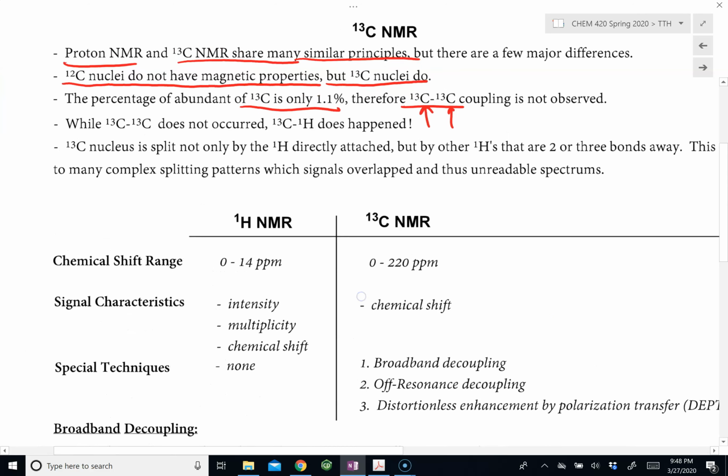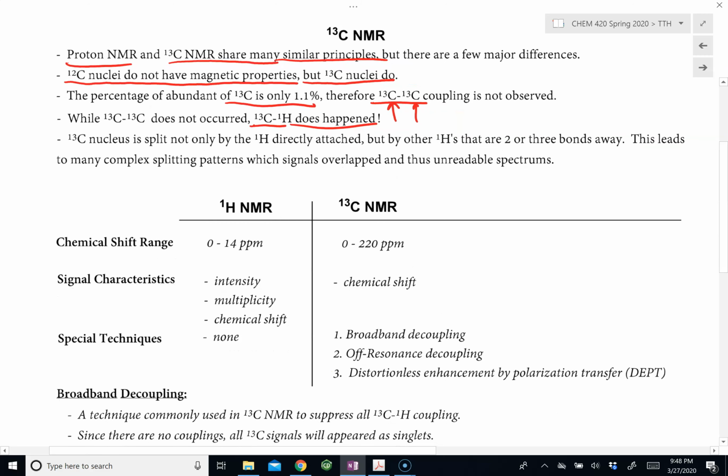However, we see that carbon-13 and hydrogen can actually couple to each other. But the carbon-13 nucleus is not split by only the one hydrogen directly connected to it; it also gets split by hydrogens two or three bonds away. This leads to many complex splitting patterns, and therefore it makes the NMR signal not as useful.